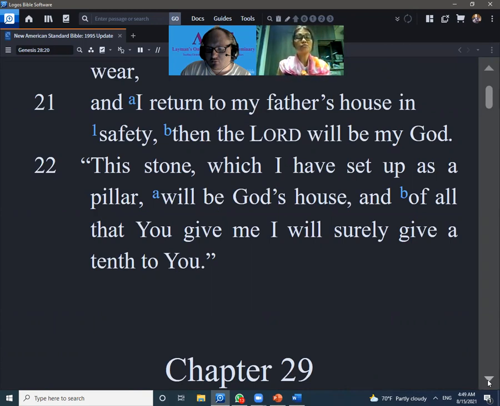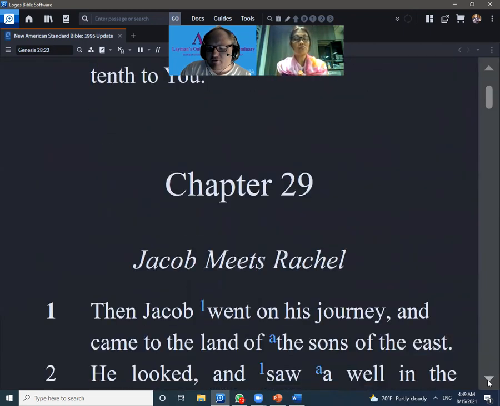This stone which I have set up as a pillar will be God's house, and of all that you gave me, I will surely give a tenth to you. So the point is that Isaac says, you need to go find a wife from our people, because we don't want you to marry the foreign women that Esau's messing around with. We want you to go back, and so Jacob's on his way.